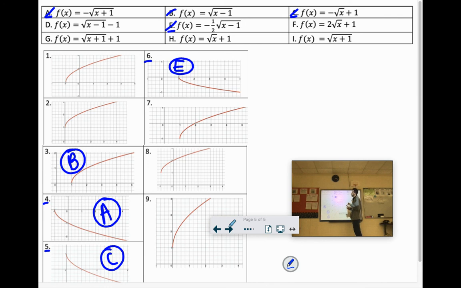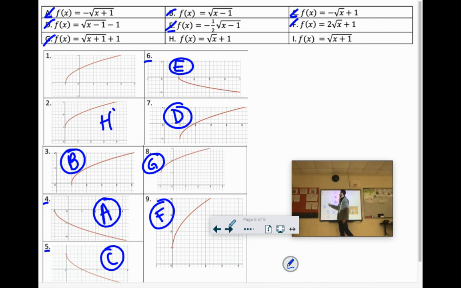D, it's got the minus 1 with it and the minus 1 afterwards. So it's going to go right 1 and down 1, which looks like number 7. E is done. F, you have a stretch of 2, and it's also shifted up 1. So number 9 is the only one that starts up 1, and it is stretched by a factor of 2. So that one is F. G, it's going to go left 1 and up 1, which goes with 8. H, that one's just going up 1, which leaves us with I, a left shift of 1.